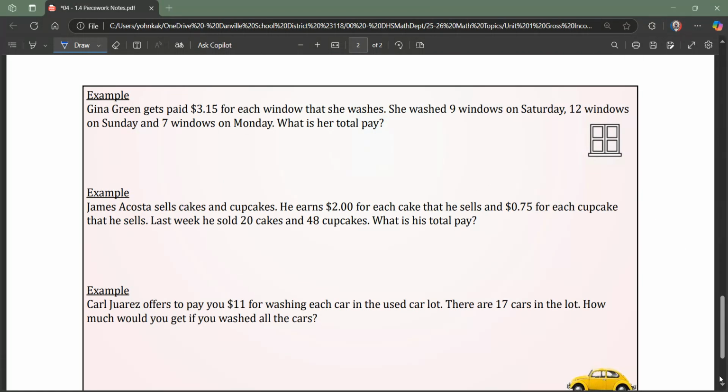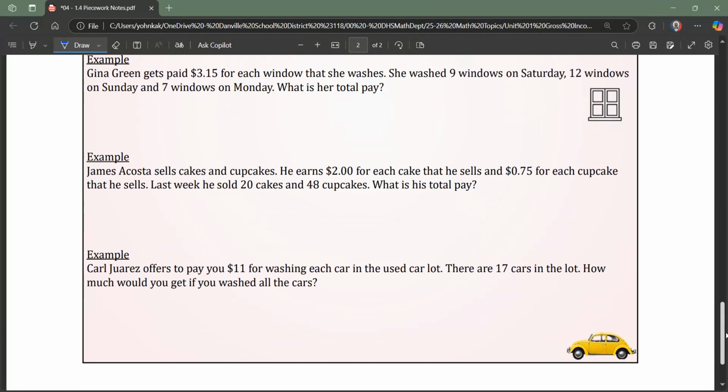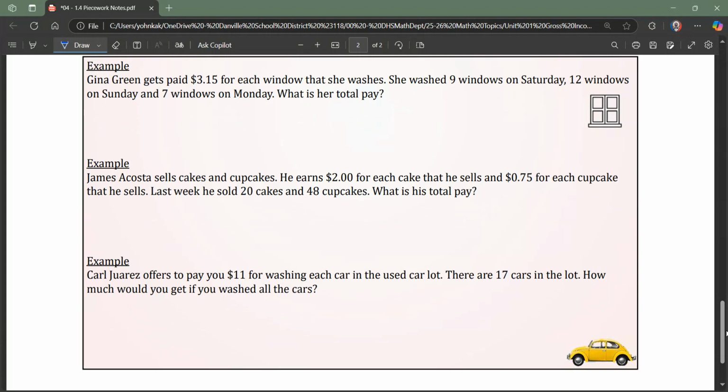Three more examples. Gina Green gets paid $3.15 for each window that she washes. She washed 9 windows on Saturday, 12 windows on Sunday, and 7 windows on Monday. What is her total pay? All right, easy way and a hard way. I could find the total number of windows she washed altogether and multiply by the price. Or I could find how much she earned each of the 3 days and then add those up together. I think it's easier to find the total that she washed.